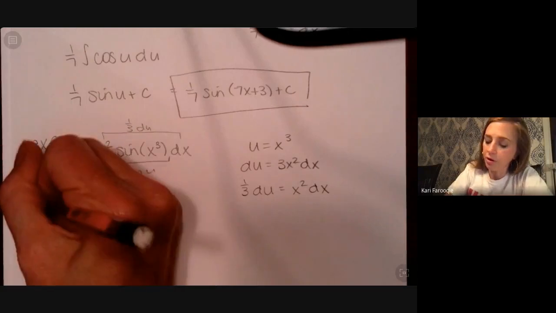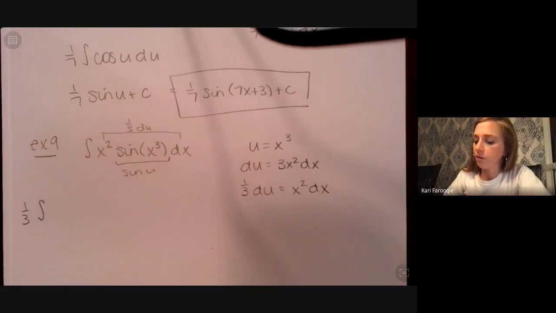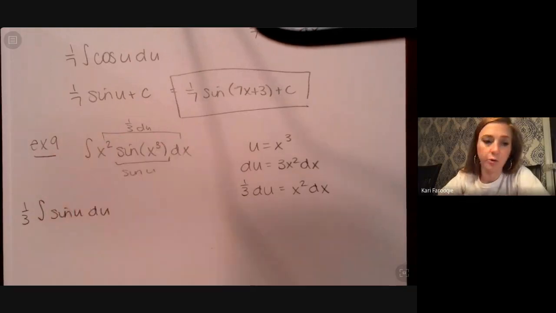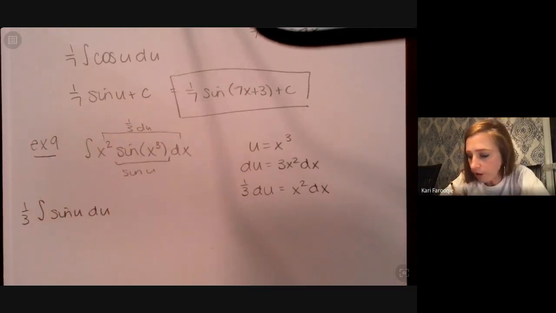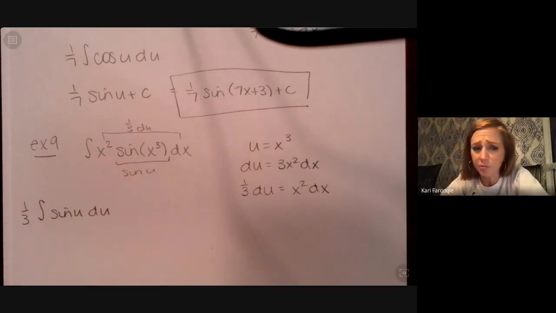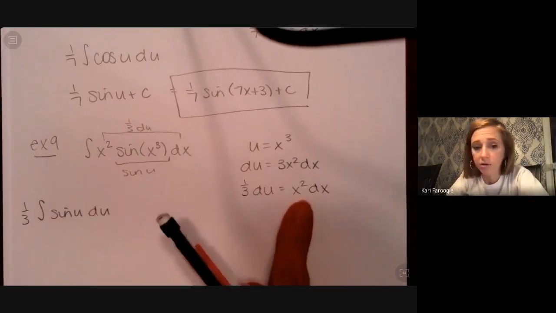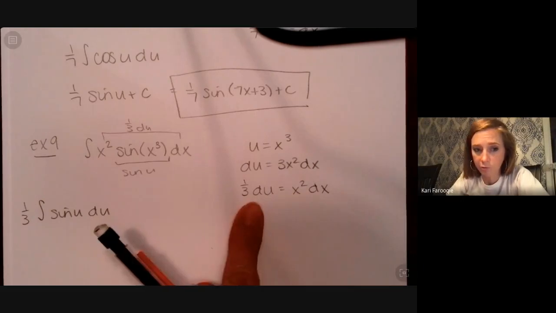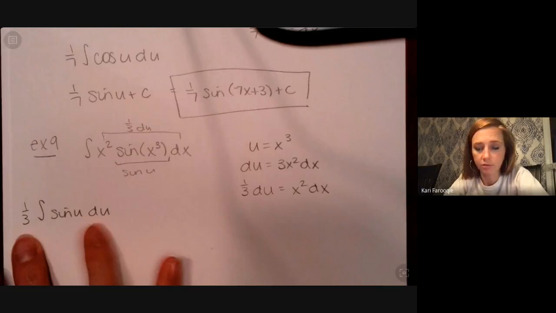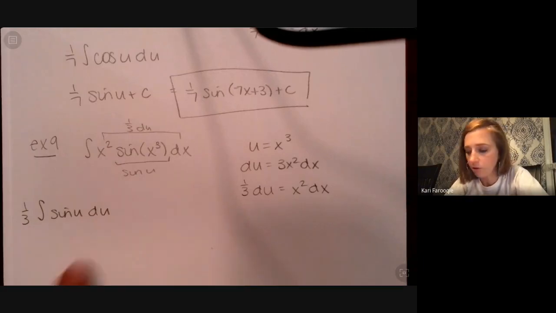The 1/3 I'm going to put out front. Then I'm going to have sine u du. And remember, it's okay, you didn't lose anything. The x squared, I know it seems like something is missing. It's not. We accounted for it. X squared dx is 1/3 du. You don't need the x squared anymore. Don't freak out. I know it looks too simplified compared to your original, but everything's there.